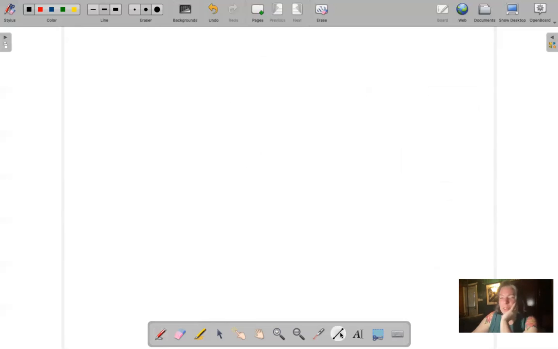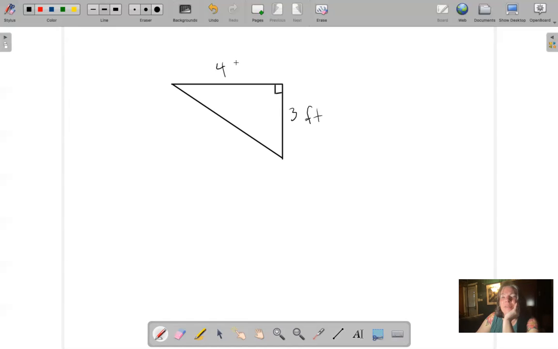Let's make this right triangle. Always remember, Pythagorean theorem only works with right triangles. Okay, so this is a right triangle. Let's say this side is 3 feet, and let's say this side is 4 feet. And I want to know how many feet this length is.